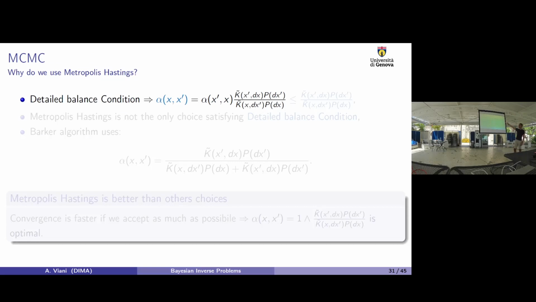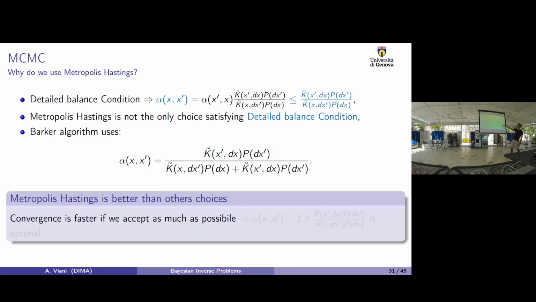And here, why do we use Metropolis Hastings? Because I said that this one is less than or equal to this ratio, and this one is the choice of Metropolis Hastings. There are some other choices, but the convergence is faster if we accept as much as possible. So if we move a lot, we converge faster, and so this is the optimal choice. In fact, I think everyone uses Metropolis Hastings when they use Markov chain Monte Carlo with the accept and reject scheme. The alpha is the best for Metropolis Hastings.